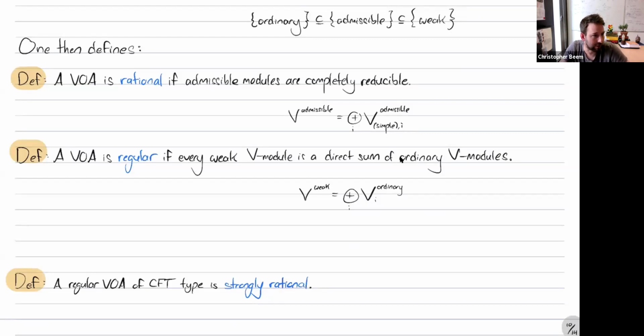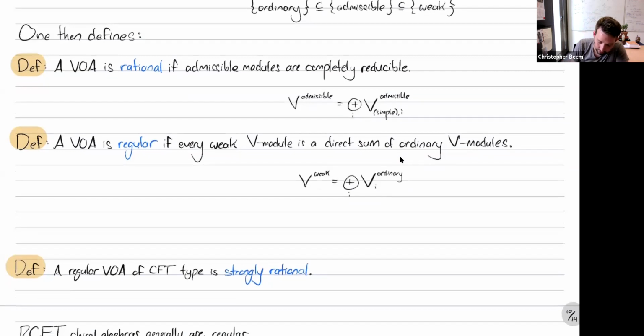And in fact, the literature on them, you have to put in a lot of work to check that these sorts of things are true. So a vertex algebra is called rational if an admissible module definitely decomposes into a direct sum of simple admissible modules. Simple meaning that it doesn't have any proper submodules. So no subspace that transforms into itself when you hit it with the vertex algebra.